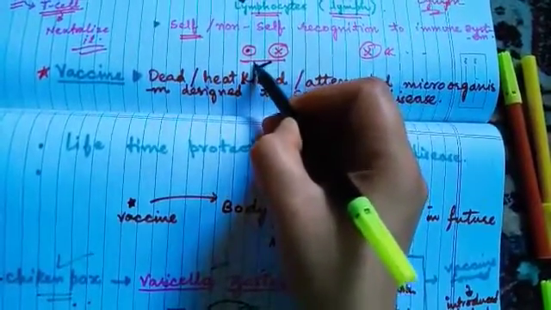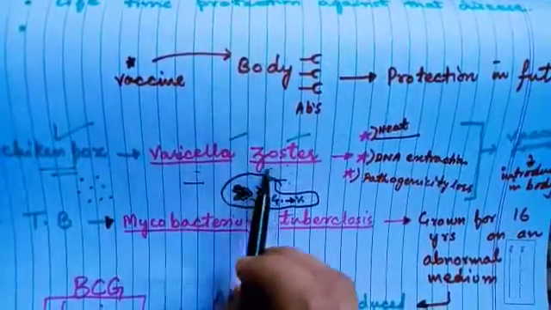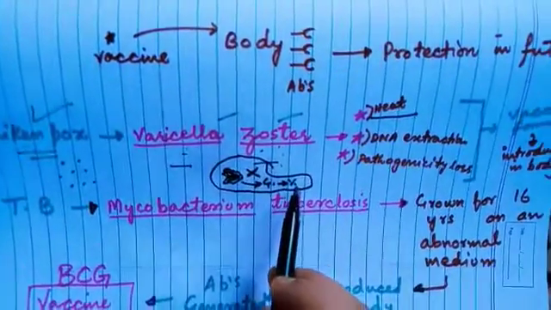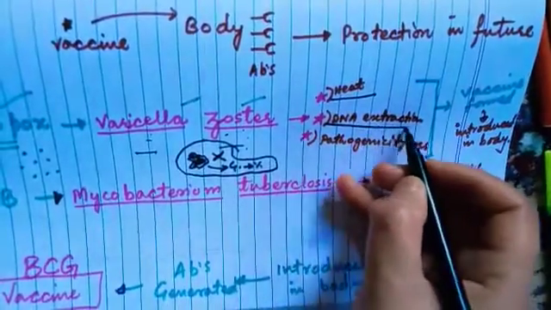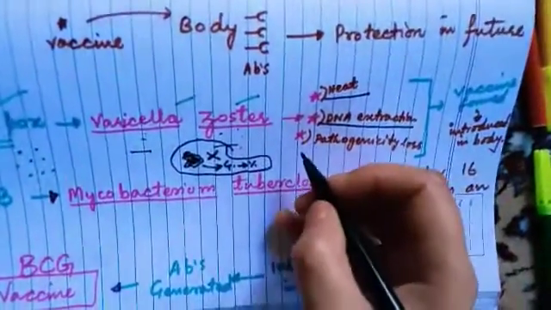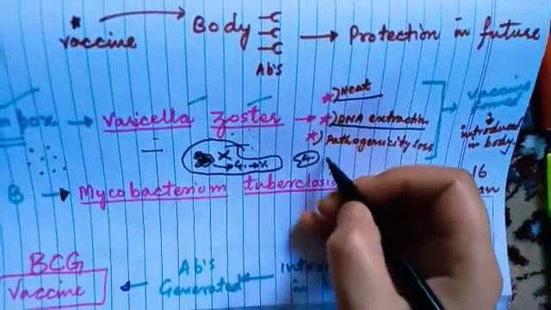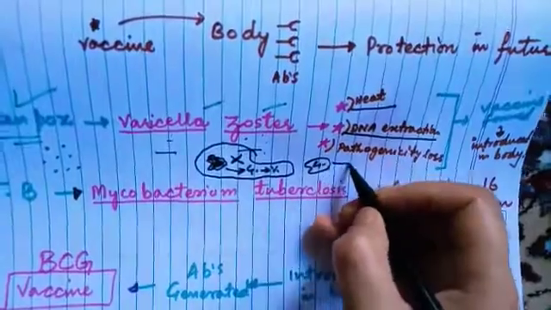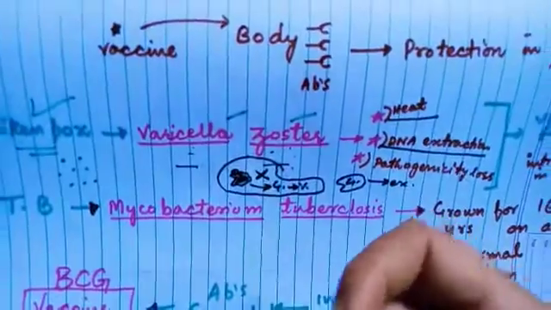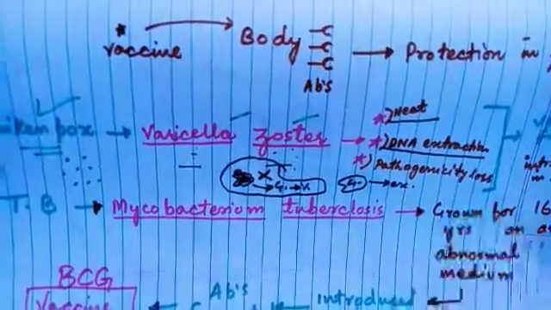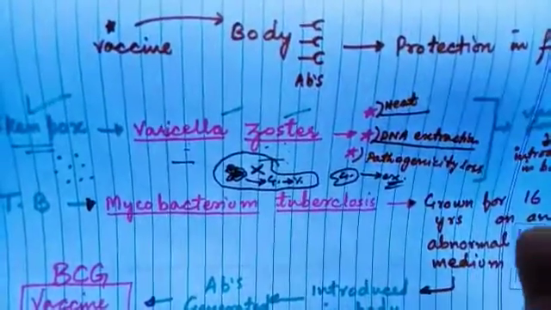This is how a vaccine is heat killed: the microorganism Varicella zoster is first killed. If not killed, then what is the next mechanism by which we can make a vaccine? We can extract its genetic material, whether DNA or RNA, because the disease-causing capacity of any microorganism lies in its genetic material. We extract the genetic material from it.